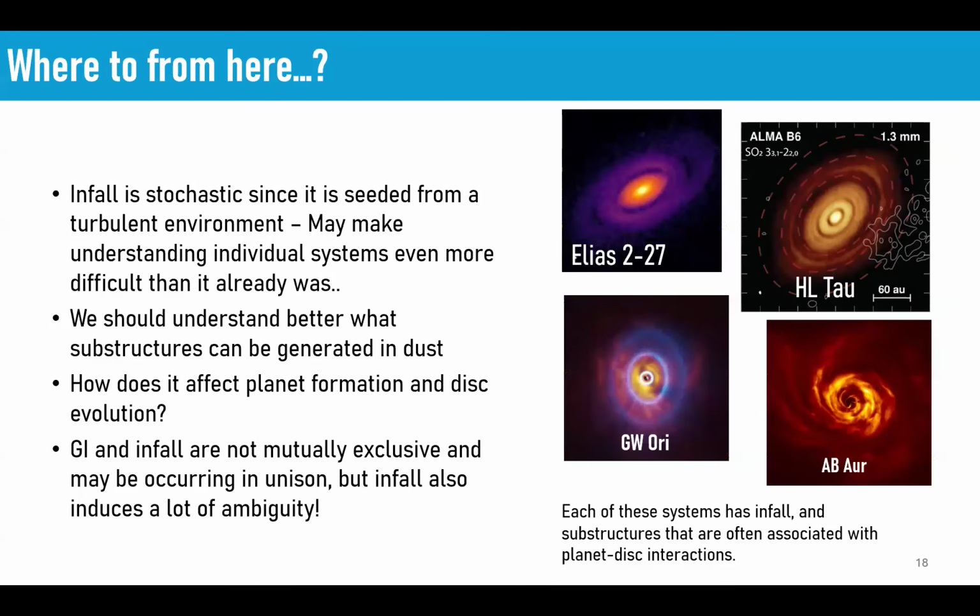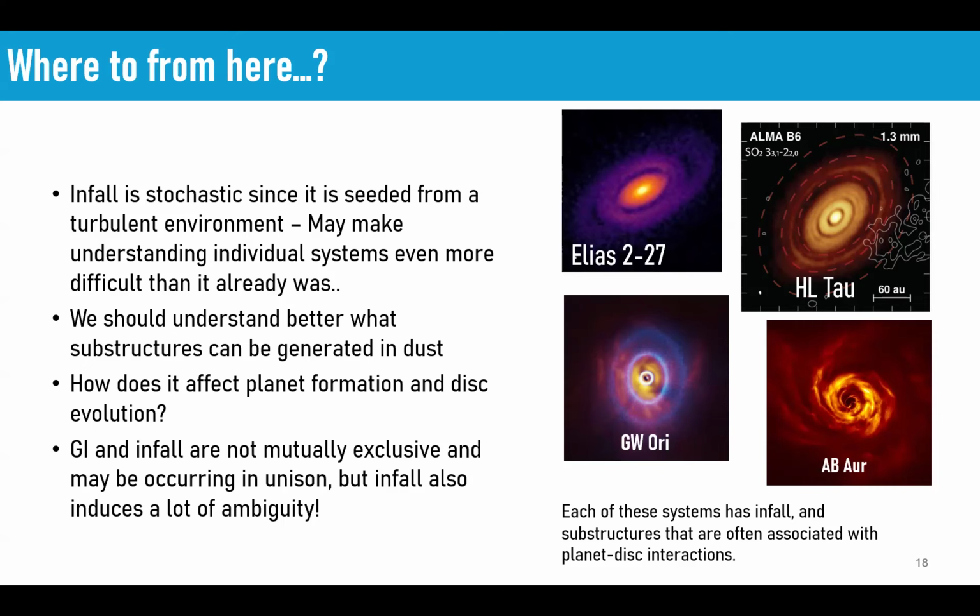So where to from here? Well, there's a lot of other disks that are well studied and potential sites of planet formation that also appear to be interacting with their environment. And so I think we need a little bit more of a systematic understanding of how infall can produce substructures in protoplanetary disks, and whether potentially in other systems that have infall where we see substructures in millimeter dust, these could also be produced somehow by infall.